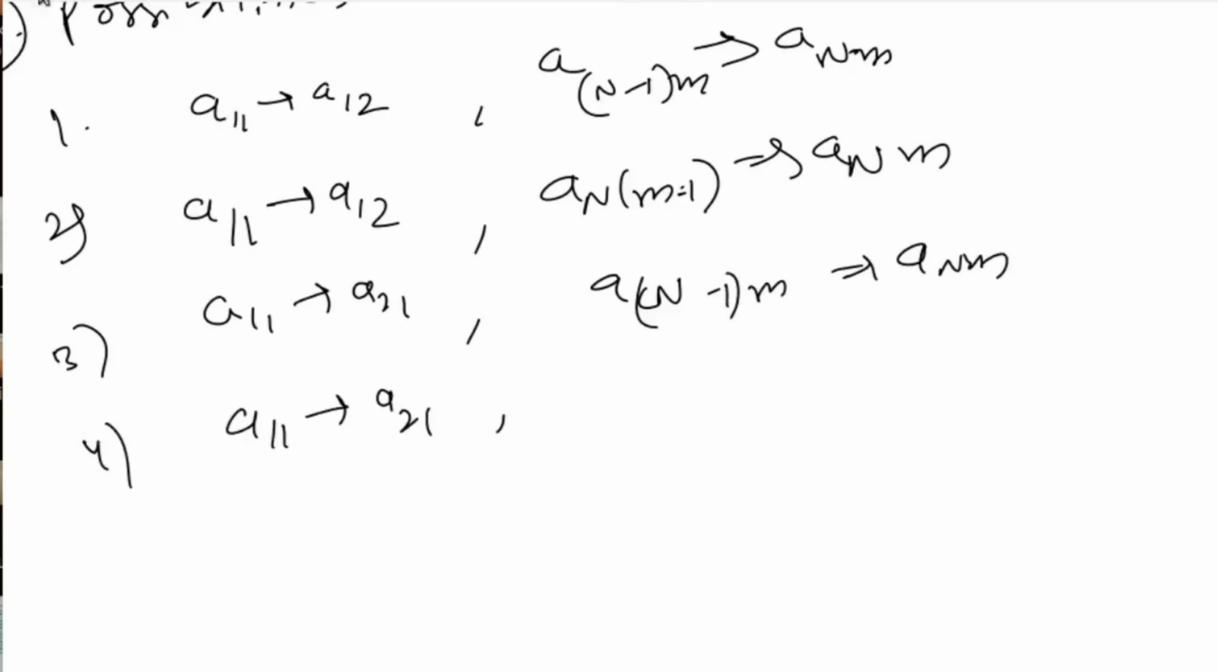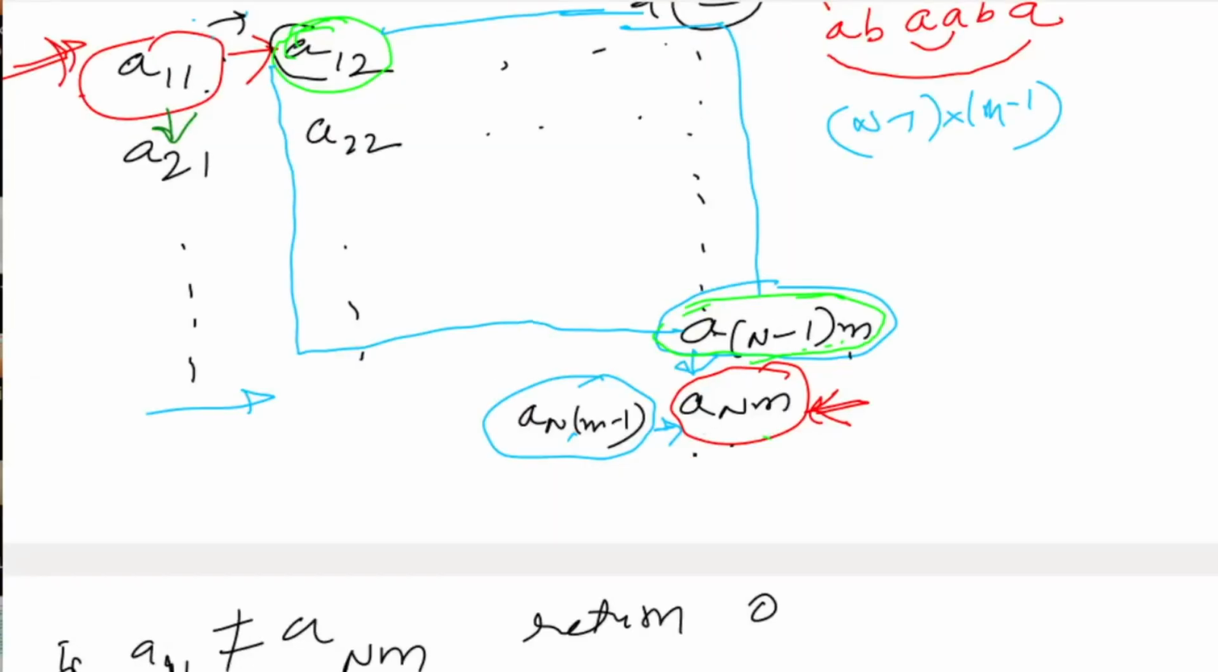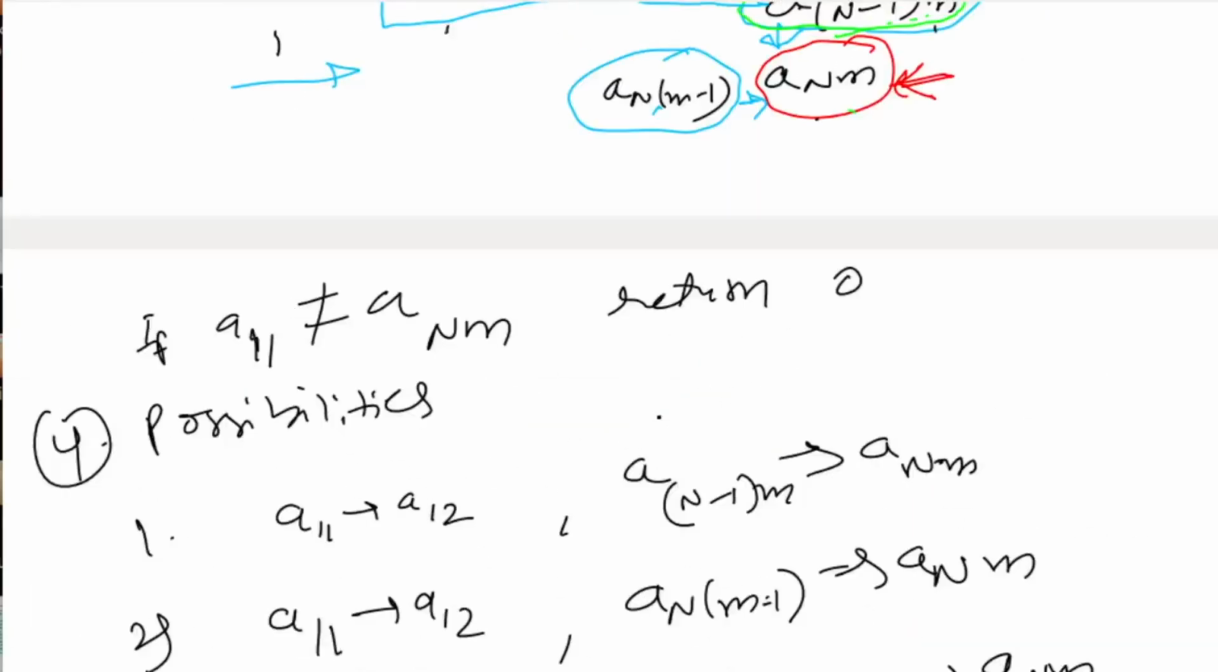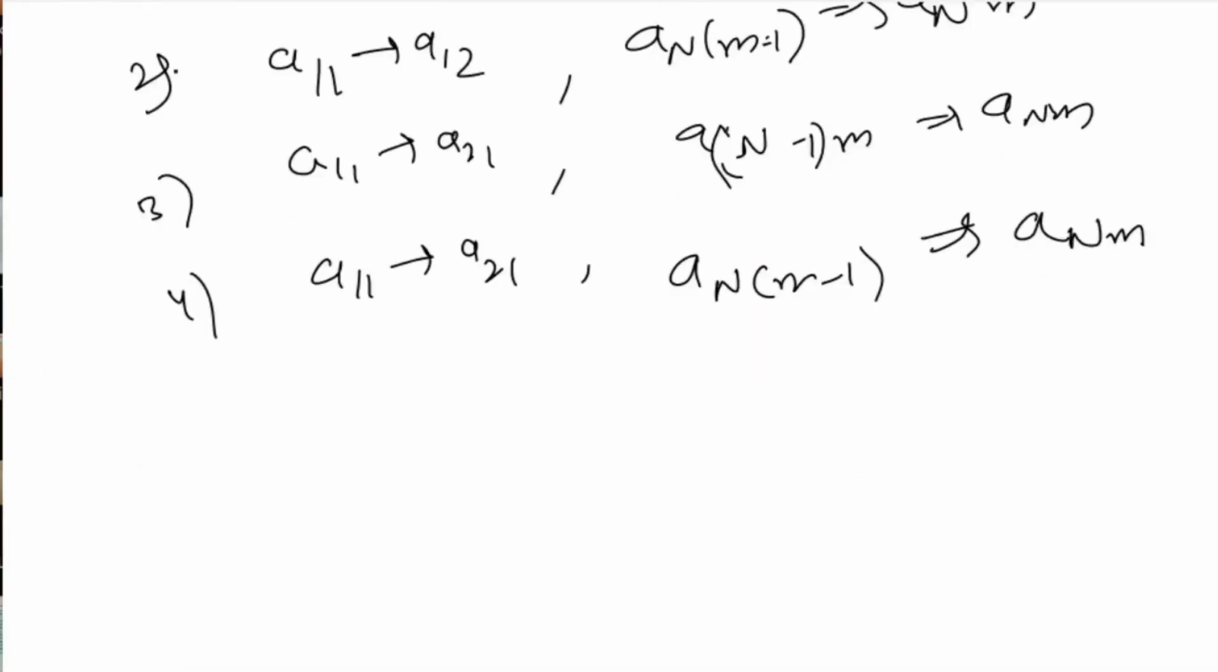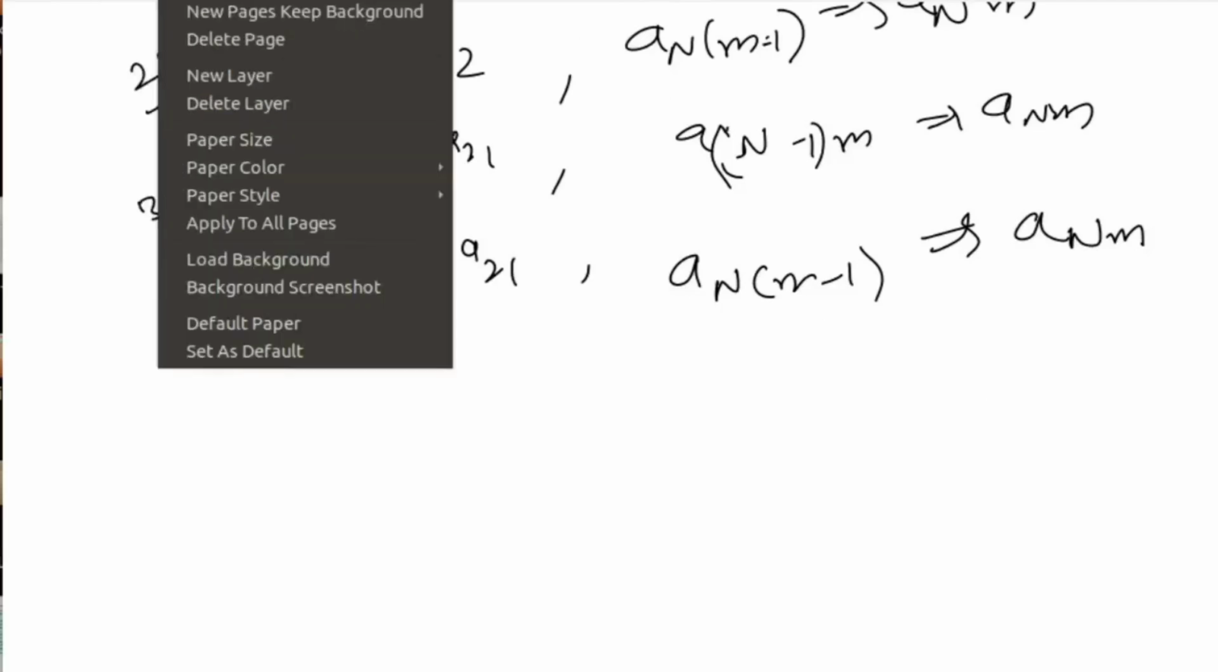Okay, let me erase this thing. So you can do it like this, a n m. Okay, so now there are four different possibilities. So yeah, so our number of, wait, let me add another page.